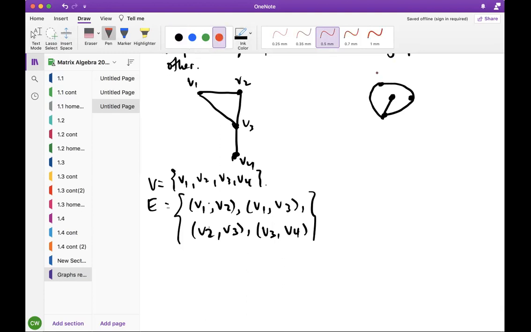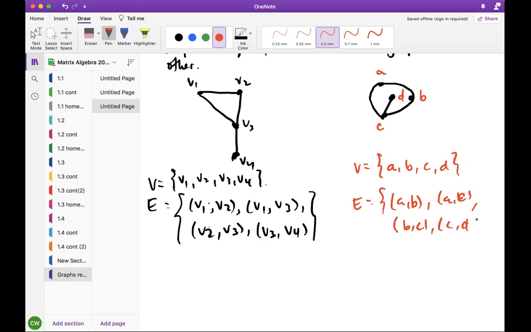And maybe they're A, B, C, and D. So our vertex set is A, B, C, D. And our edge set is AB, AC, BC, and CD. So what makes these graphs isomorphic is that essentially they're the same graph, right?